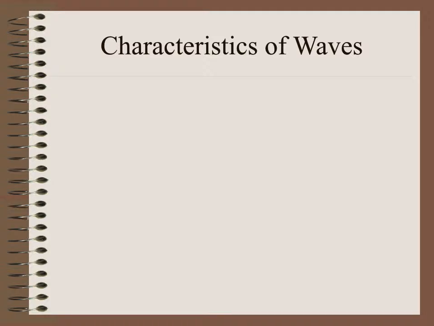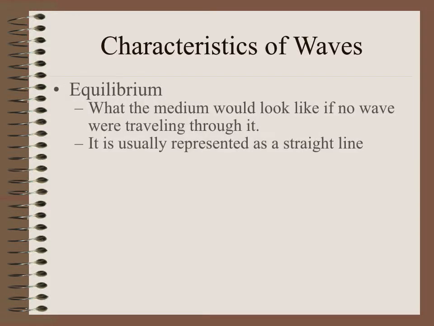And actually, the first thing is not really part of the wave itself. It's part of the medium. It's what we refer to as equilibrium. Now, you've seen the term equilibrium before when we talked about forces. In that case, it's when all the forces canceled and the net force was zero. In this case, it's what the medium would look like if no wave were traveling through it. Since the waves that we're going to be taking a look at are going to be transverse waves, we are going to represent equilibrium as a straight line. That is, a line with no wave.